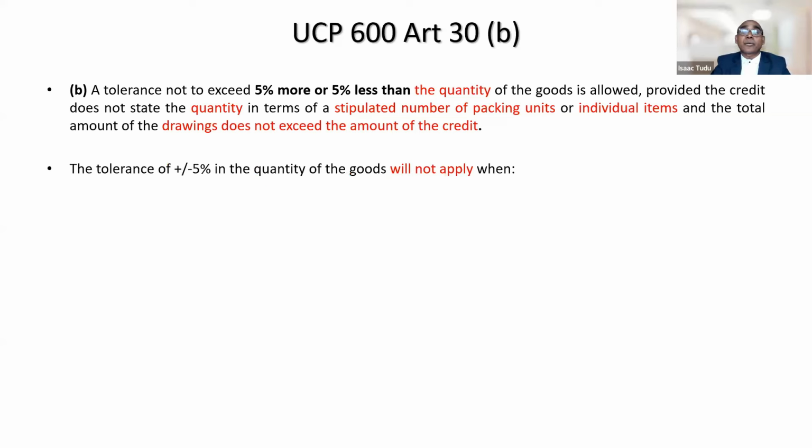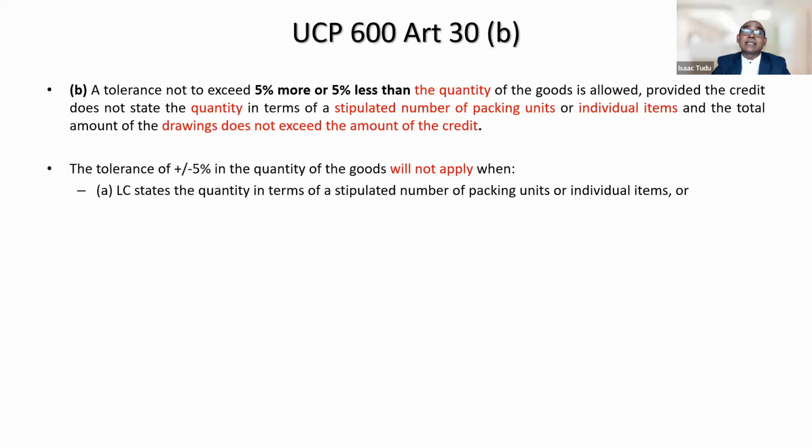So tolerance of plus or minus 5% in the quantity of the goods will not be applicable when the LC stipulates the quantity in terms of a stipulated number of packing units or individual items, or the LC stipulates that the quantity is not to be exceeded or reduced. In that case, UCP Article 30B will not be applicable. You cannot give 5% more or 5% less tolerance against the quantity, right?